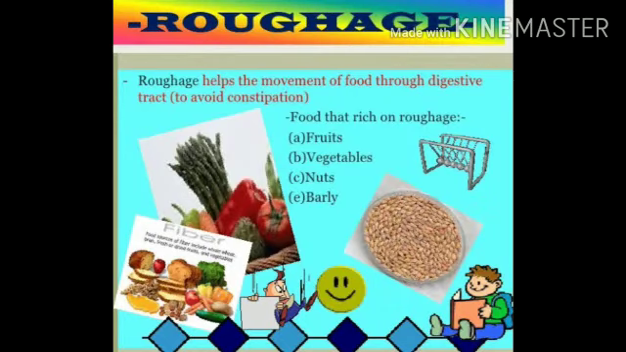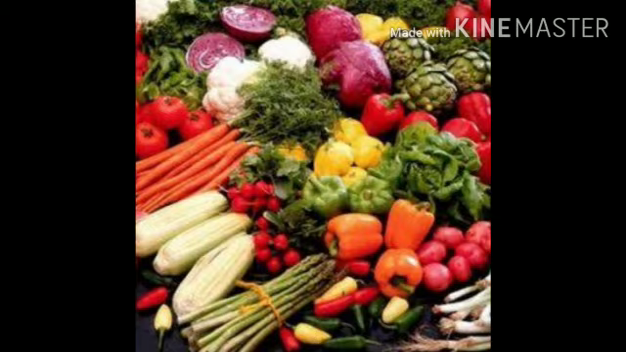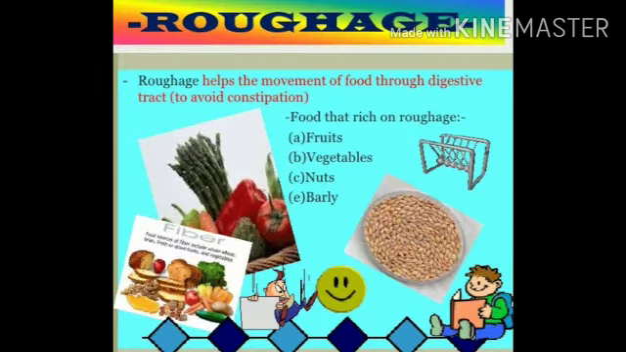Here we have a term called roughage. What is roughage? Roughage is non-digestible cellulose. We find roughage in fruits, raw vegetables. Cellulose does not get digested in our food canal. Now, why is it so? Because we do not have cellulose digesting enzyme. This undigested cellulose is fibrous in nature and acts as roughage.